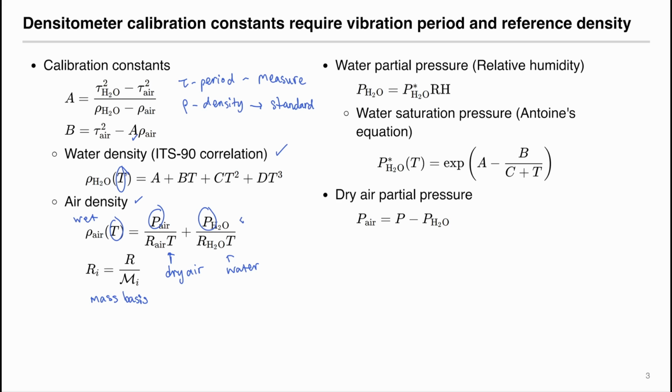To get the partial pressures, for water we can relate the saturation pressure of water with the relative humidity of the system, and then we can calculate the saturation pressure using Antoine's equation. For the dry air's partial pressure, because we assume the system only has air and water, we can subtract the partial pressure of water from the total pressure to get the dry air's partial pressure.